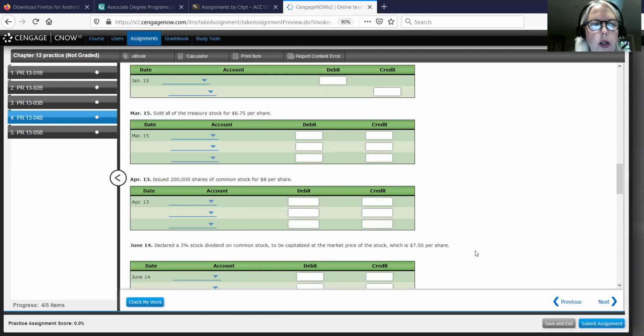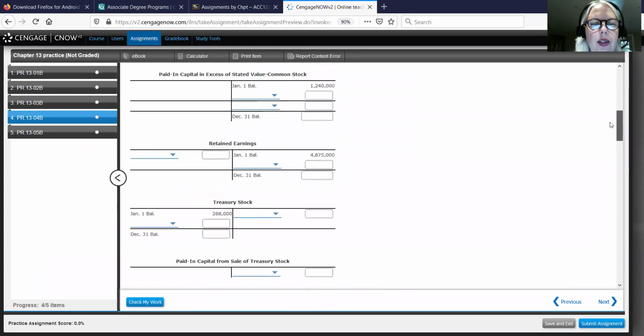I'm sharing a screen with you now of Problem 13-04B. And what we're going to be doing in this particular problem is working some journal entries. You're going to record your journal entries in the general journal. And then once we get them recorded, we're going to post them to our ledger accounts, which are represented by these T accounts.